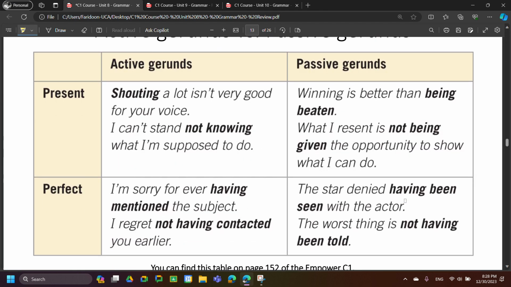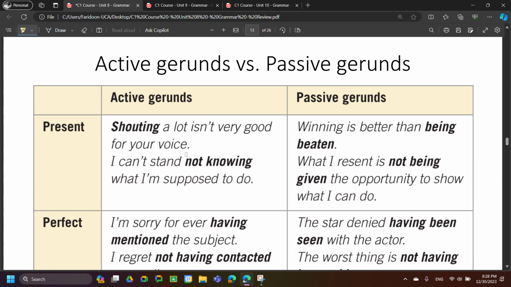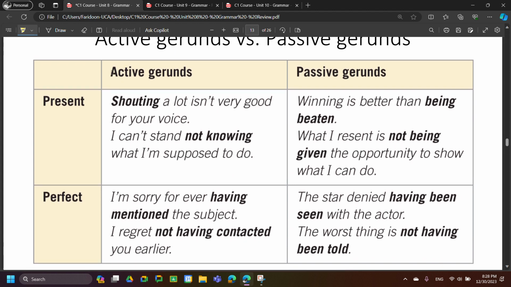Okay? So, what about active gerunds versus passive gerunds? So let's see, everyone. Active gerunds, okay? Active gerunds in the present tense look like this. Like shouting or not knowing, of course, the negative. It's just your verb plus an ing, okay? But the passive gerund in the present tense will be like this. You're using being, connected to verb number 3. Okay, so being beaten, not being given, which of course will be the negative.